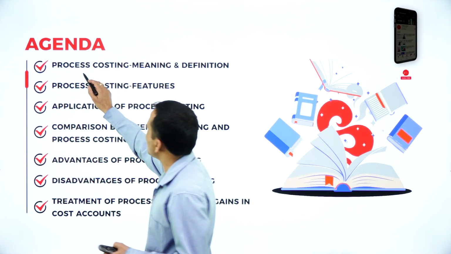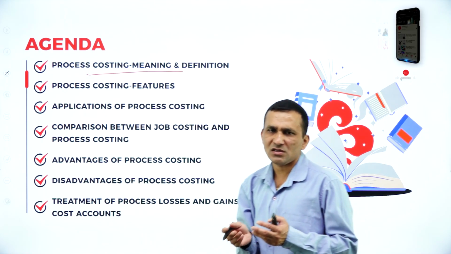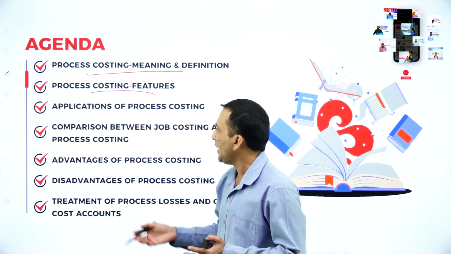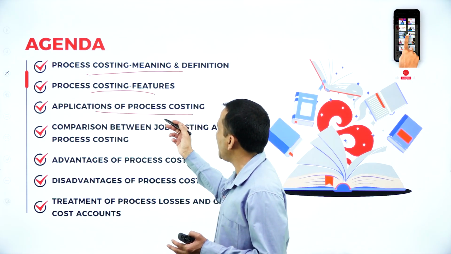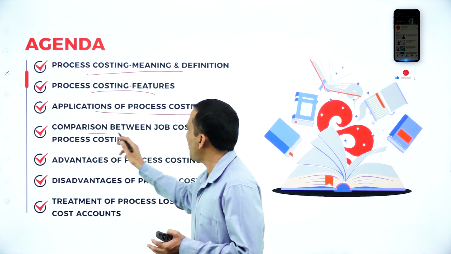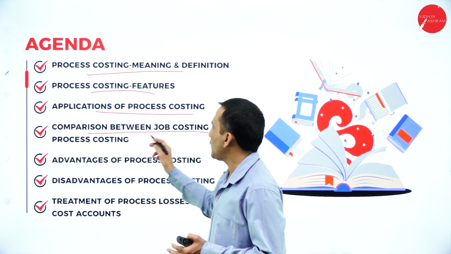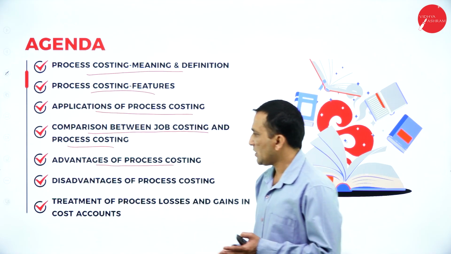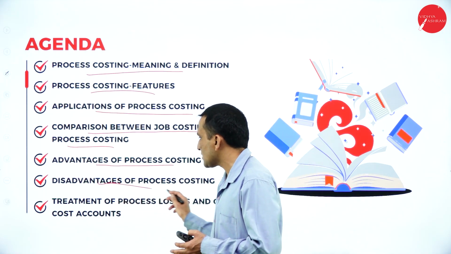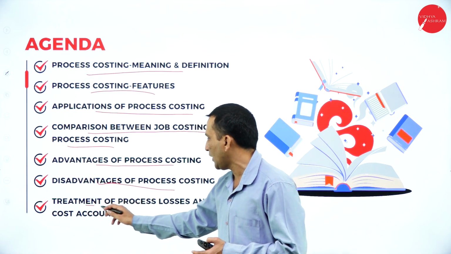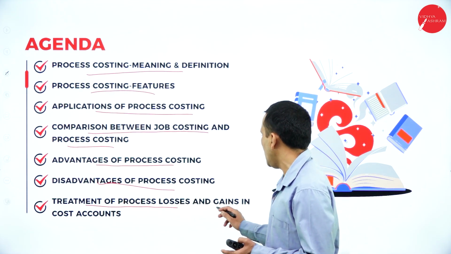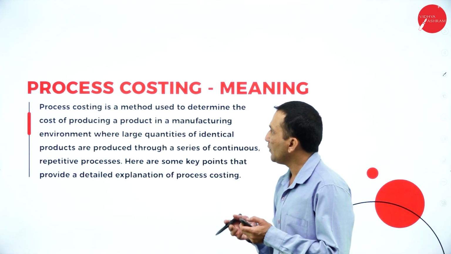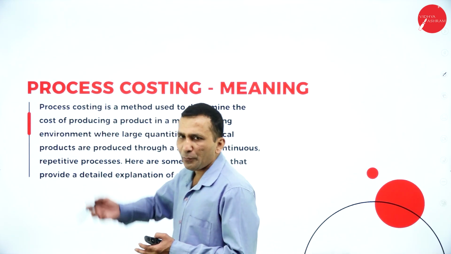So the process costing, you will get to know the process costing meaning and definition, the process costing features, and the application of process costing, comparison between job costing and process costing, and advantages of process costing, disadvantages of process costing, and the treatment of the process loss and gain in the process cost account. It's very important.